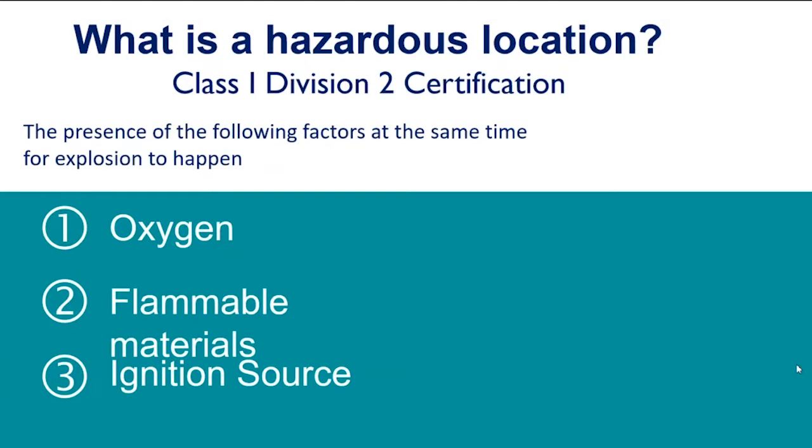Okay, so today we are talking about hazardous locations and the Class 1 Division 2 classification. So the question is, what is a hazardous location? A hazardous location can be defined as any location where there is a risk of an explosion due to the presence of flammable gas or vapor of flammable liquid, combustibles, or ignitable fiber under normal and abnormal conditions.